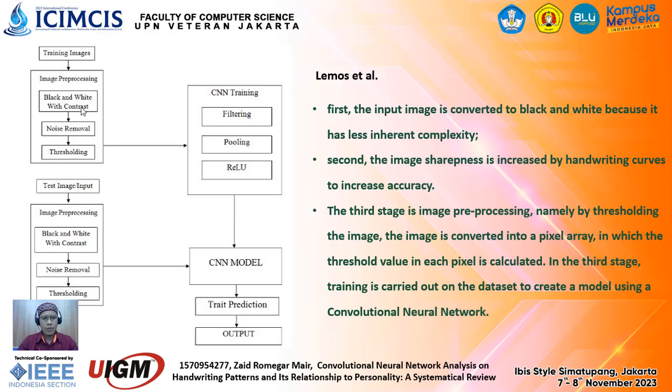Using the convolutional neural network training for filtering, pooling, and ReLU. So, test image input, image processing. The third stage is image pre-processing, namely by thresholding the image. The image is converted into a pixel array in which the threshold value in each pixel is calculated. In the third stage, training is carried out on the data set to create a model using the convolutional neural network.